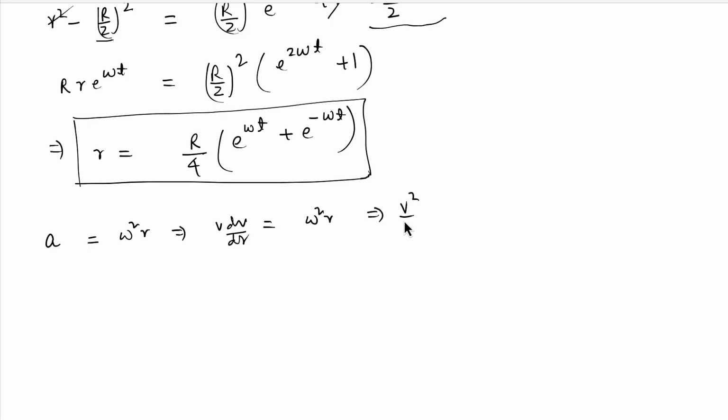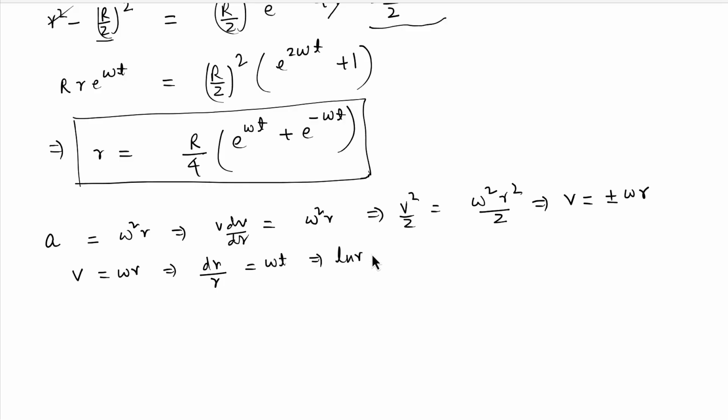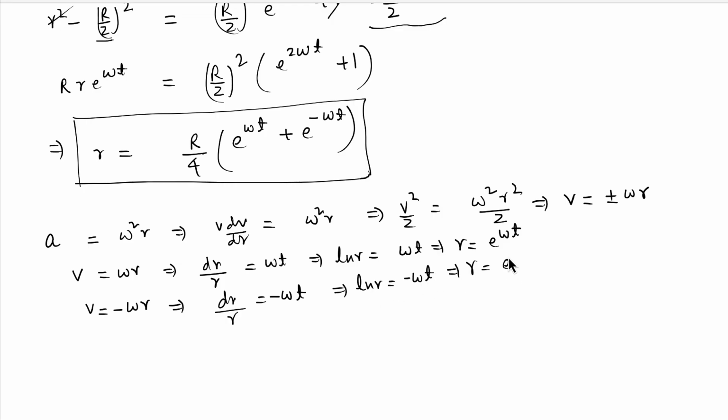That means V square by 2 is omega square r square by 2, which means V is plus minus omega r. Okay, and if you take V equal to omega r, then dr by r equals omega dt, that is ln r equals omega t, and therefore r is e^(omega t). And if you take V equal to minus omega r, using the same approach, we get ln r as minus omega t, therefore r is e^(minus omega t).